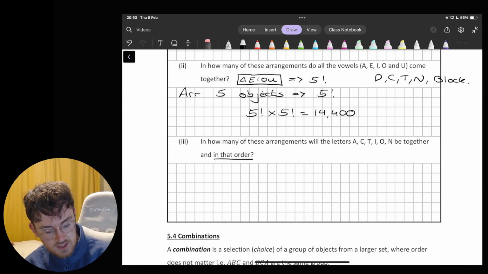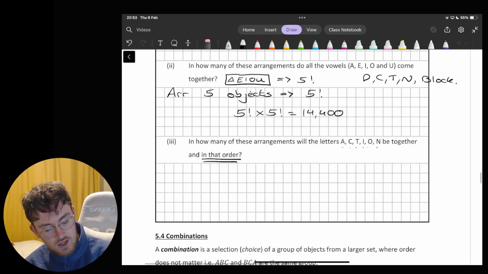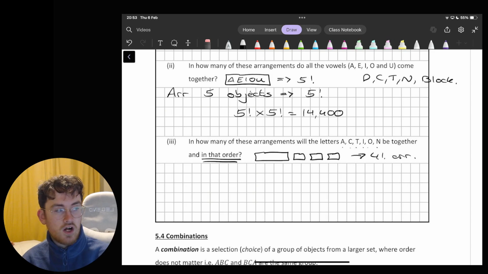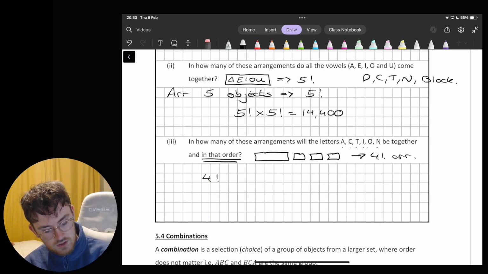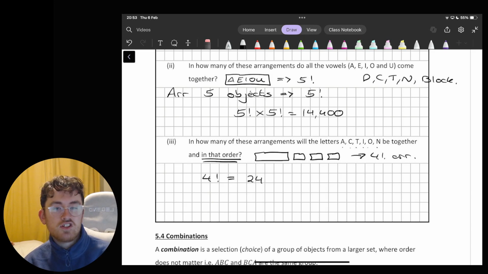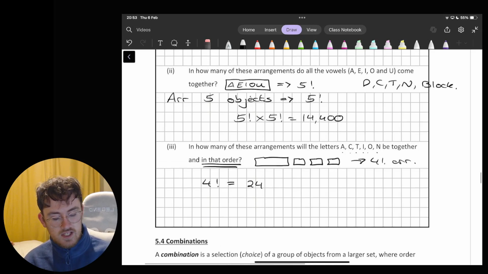In how many of these arrangements will the letters A, C, T, I, O, N be together and in that order? So that's important to consider as well. So we now have, let me see, 1, 2, 3, 4, 5, 6. So we have a block of 6, and that leaves me with 3 other letters. So we have 4 factorial arrangements of these 4 objects because we have 3 letters and the block. That is 24, and we are only arranging that block in one way, just in that order that's given. So there's only 24 arrangements of that.